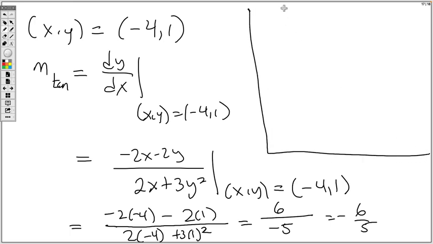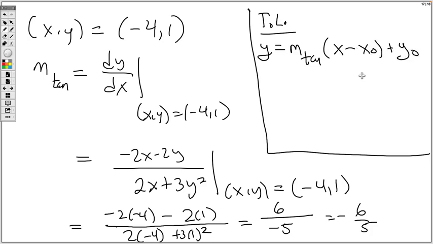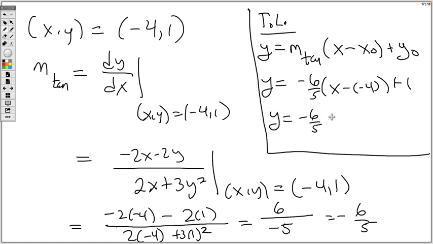And now I can just plug into my tangent line. So the tangent line is y equals the slope of the tangent line, times (x minus x naught), plus y naught. So I got negative 6/5, times (x minus the negative 4), plus the 1. Negative 6/5 (x + 4) + 1.